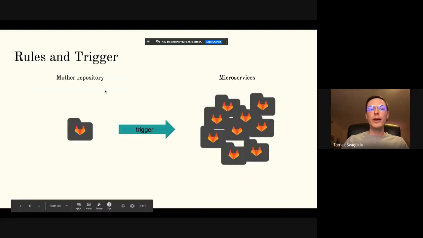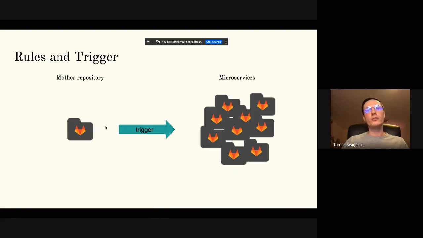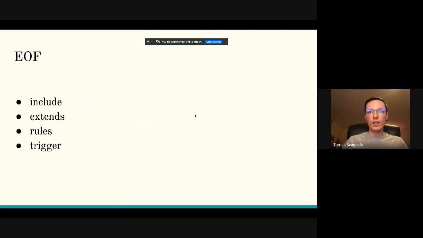So this way, in our mother repository, clicking on the trigger job for a specific project, we will trigger a pipeline in this project, but in this pipeline, we will only see a deploy job. And yeah, that's the end of the presentation. I showed you how you can manage your pipelines using these four keywords: include, extends, rules, and trigger. And I hope that it was useful.